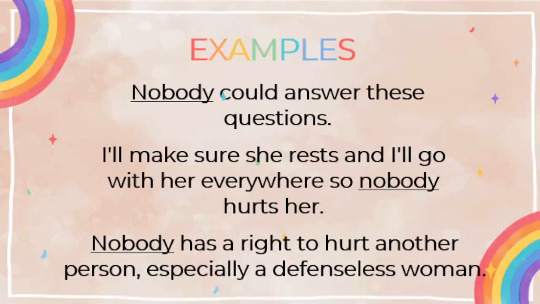next sentence, please, everyone. Help read it together. Nobody has a right to hurt another person, especially a defenseless woman. So no one or nobody has a right to hurt another person. So no one is allowed to hurt another person, especially a defenseless woman, okay, or a weak woman.